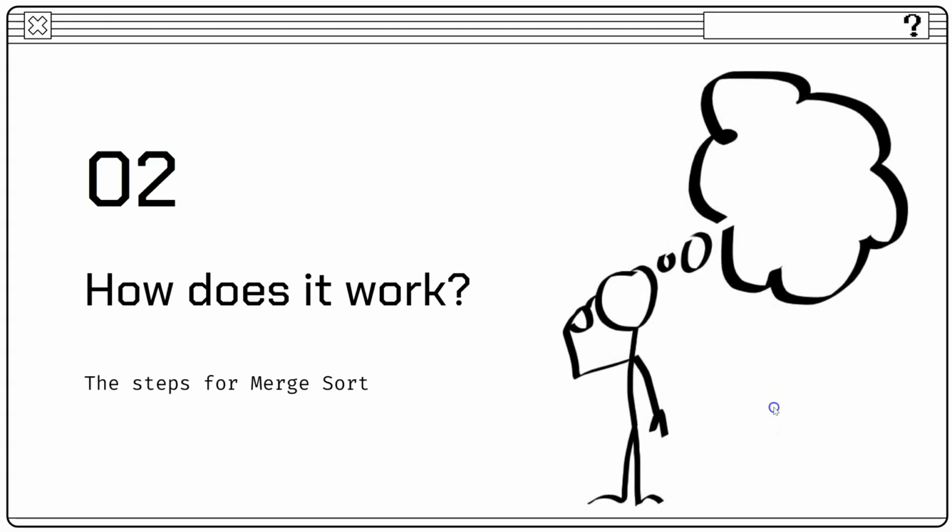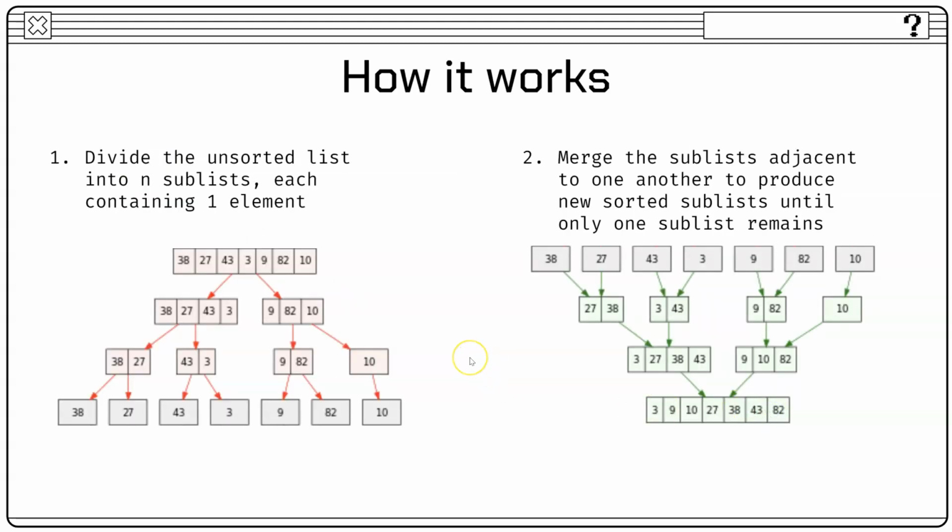So, how does it work? There's two simple steps that you could think of when dealing with merge sort. So the first step is to divide the unsorted list into n sublists, each containing one element. So for this example, we have an array with 7 elements, and we're going to divide it until we have 7 different arrays, each containing one element.